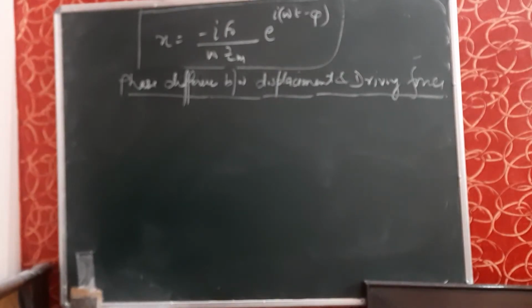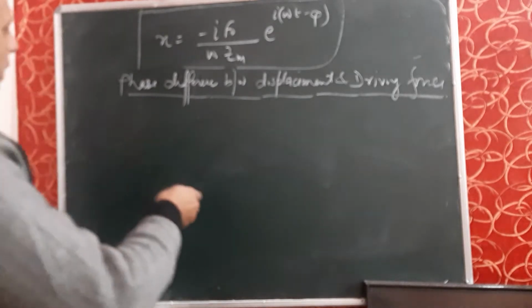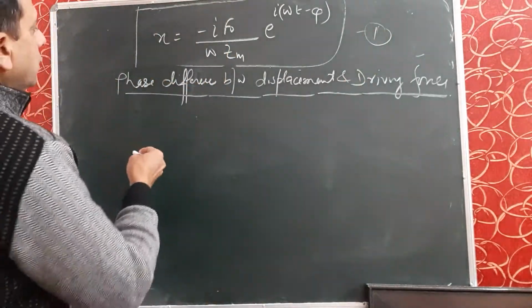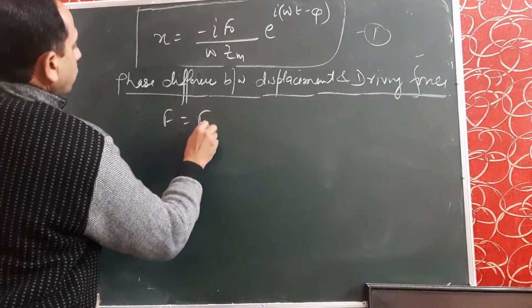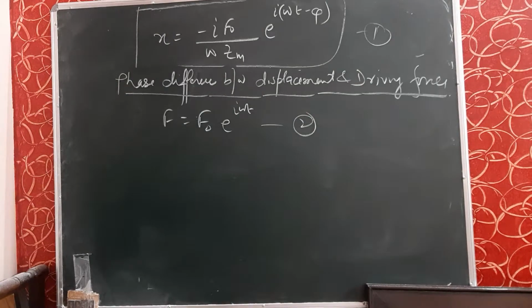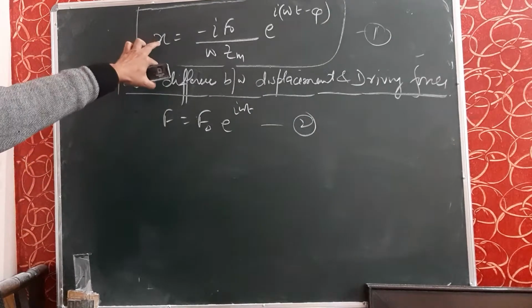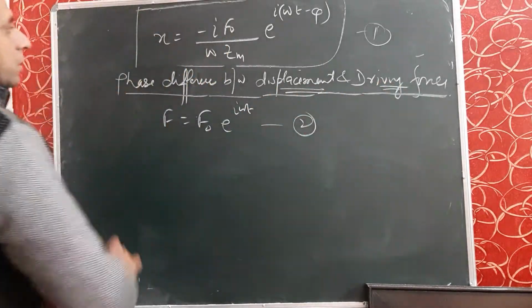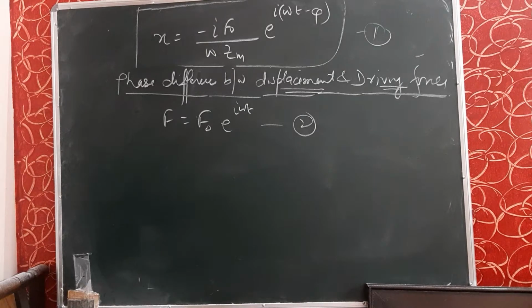We will compare the equation of displacement, that is this x, and driving force F. Here we know that this is the equation for displacement, let it be equation number 1, and also the equation for force is F is equal to F naught e raised to power iota omega t. So these are the two equations: the equation for displacement is one and the equation for driving force is the second one. Now we will compare the phase difference between these two.